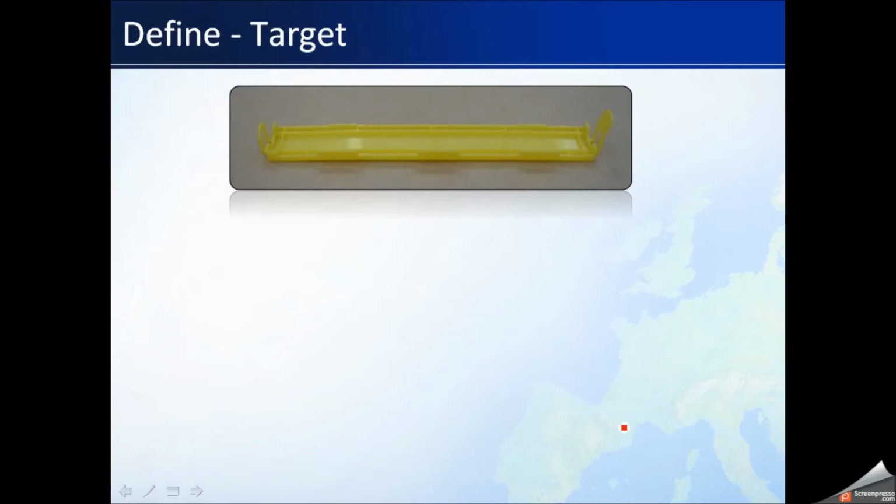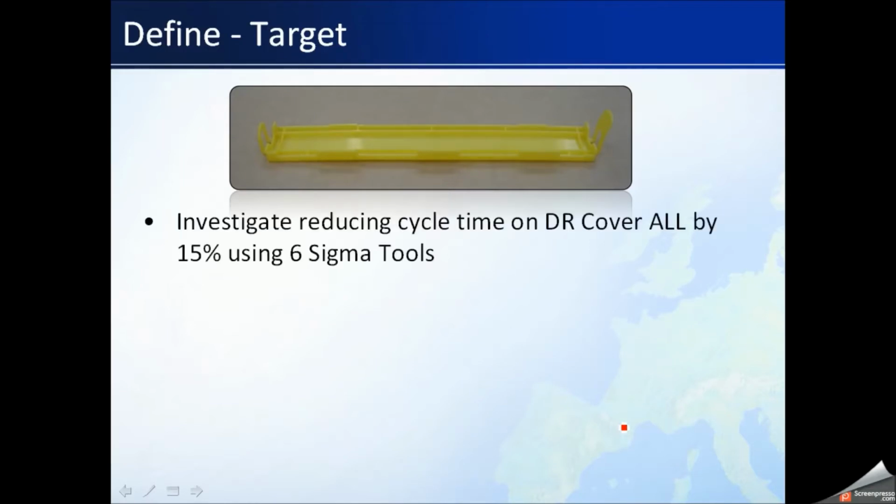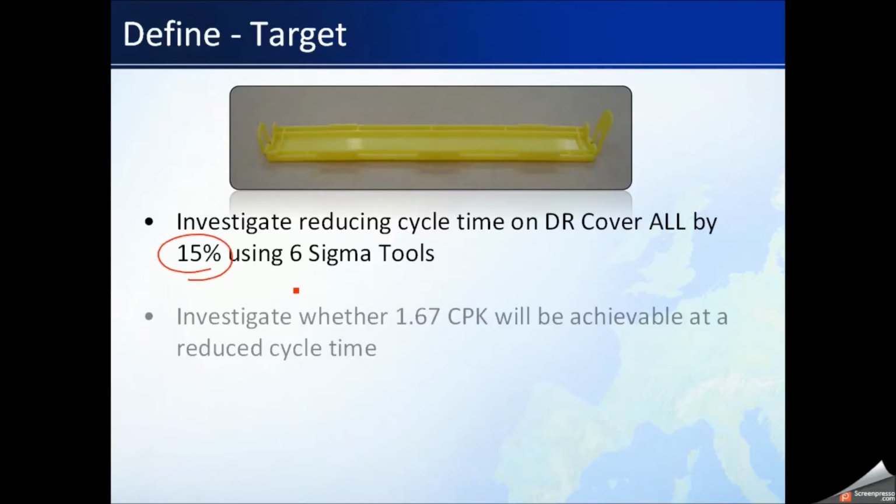So here's the part. It's a simple cover, approximately 8 inches long, and we want to try to reduce the cycle time by 15% if at all possible. We'd also like to try and get the CP kept to 167.